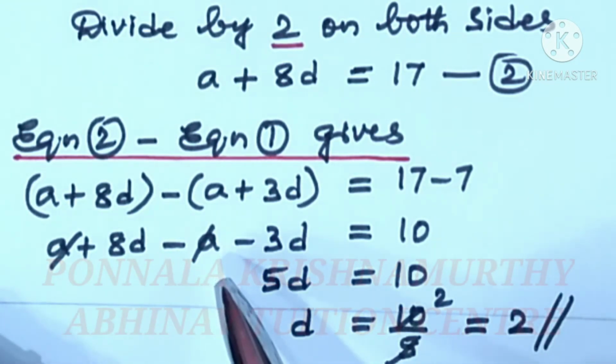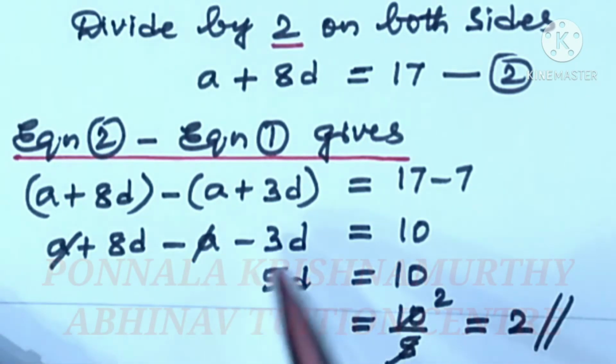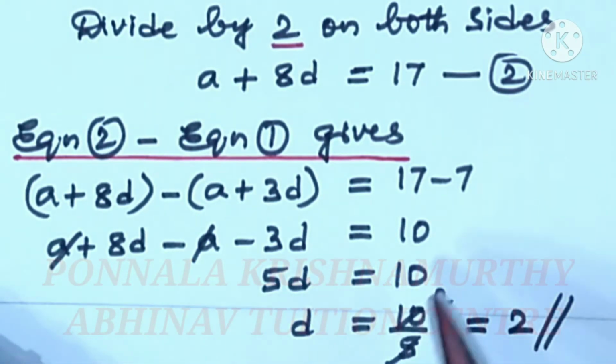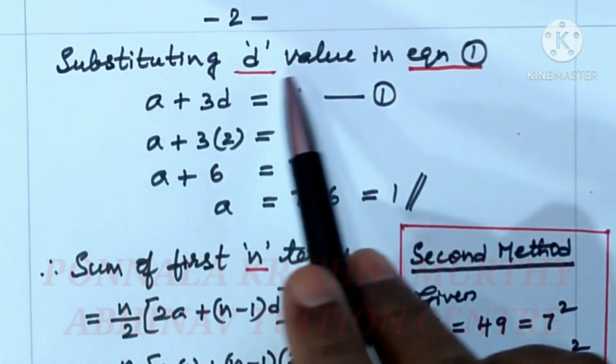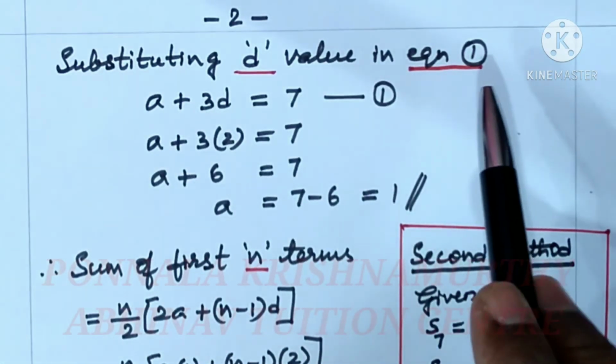Plus a minus a are cancelled. Now 8d minus 3d is 5d, that is equal to 10. d equal to 10 by 5. 5 2s are 10. Then d equal to 2. Substituting d value in equation 1.